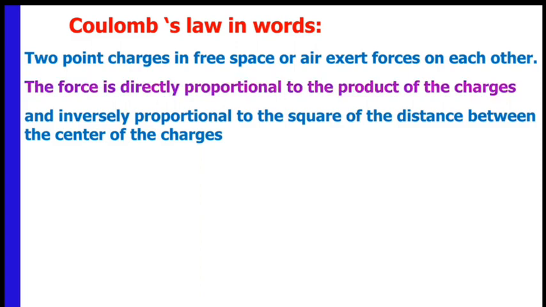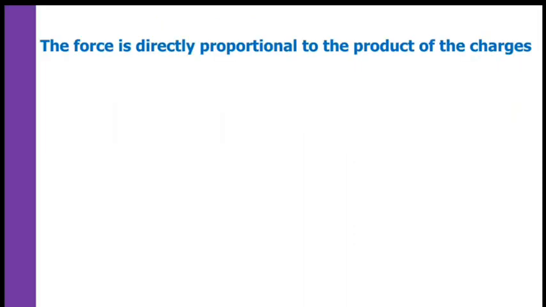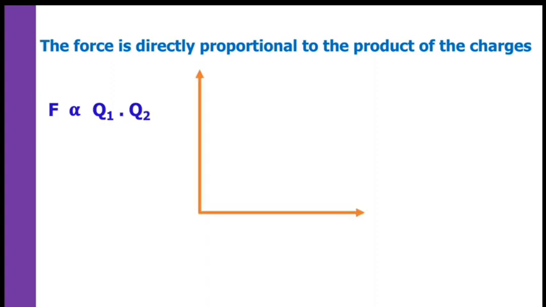The first part of Coulomb's law that we need to focus on is the fact that the force is directly proportional to the product of the charges. Okay, so let's investigate that. So, F is directly proportional to Q1 times Q2. If I was to draw a graph of force versus the product Q1 Q2, I should get a straight line like that, which denotes a direct relationship.